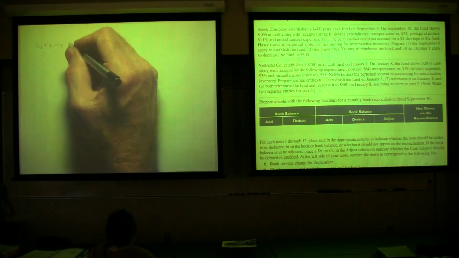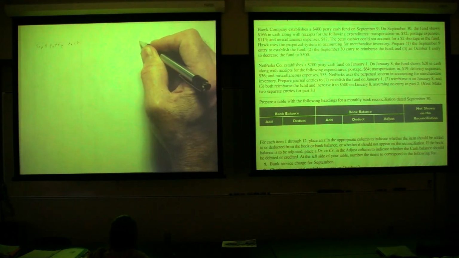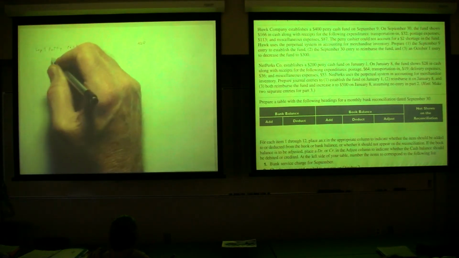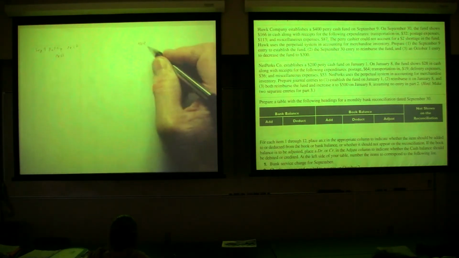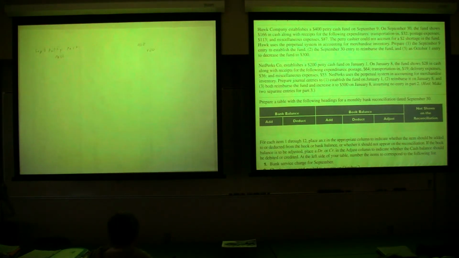So you debit petty cash for the 400. Okay, and you credit cash for the 400. So now what you're doing is you're setting this cash aside. Both of these are asset accounts. And so cash goes down, petty cash goes up, you're setting cash aside. Okay? Everybody okay with that?